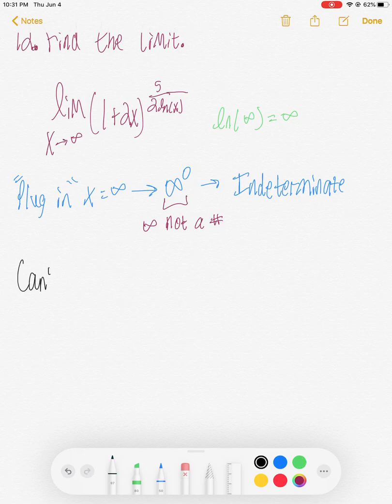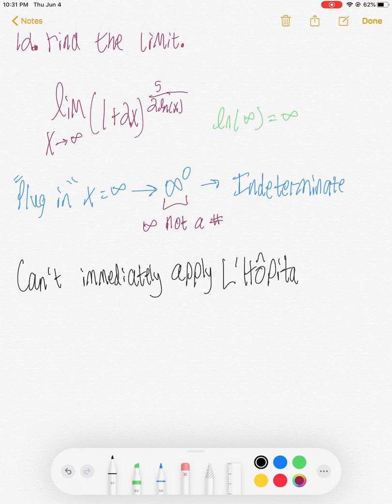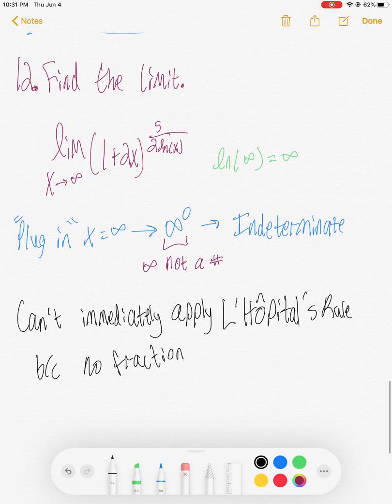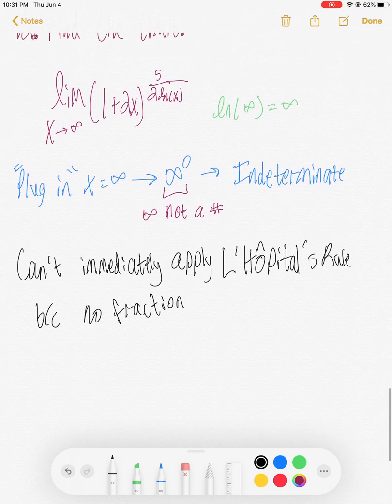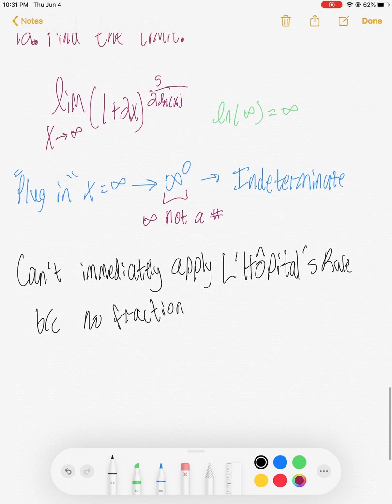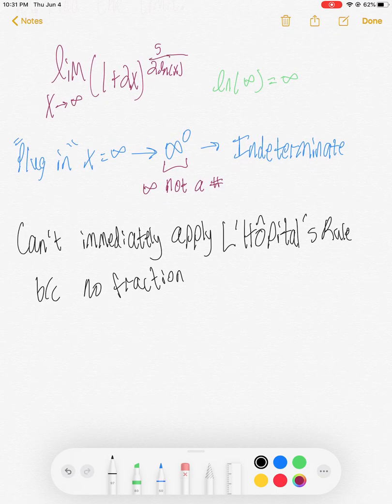But in any case, we do get an indeterminate form here. So we have to figure out how to go about taking this limit. Well, in this case, just like last time, we can't immediately apply L'Hopital's rule. I don't see a fraction anywhere. We can't immediately apply L'Hopital's rule because we don't have a fraction. We have a fraction in the exponent, but that's not quite enough in this case.